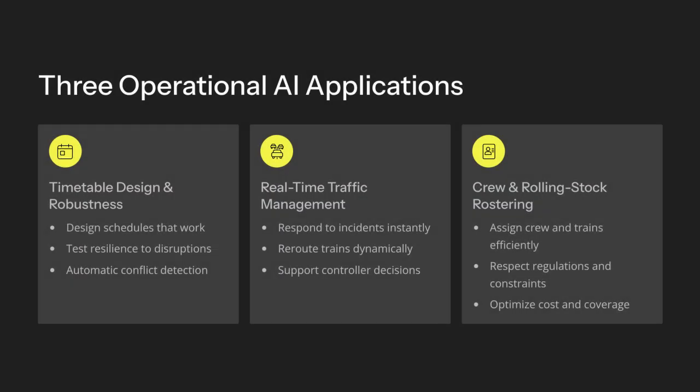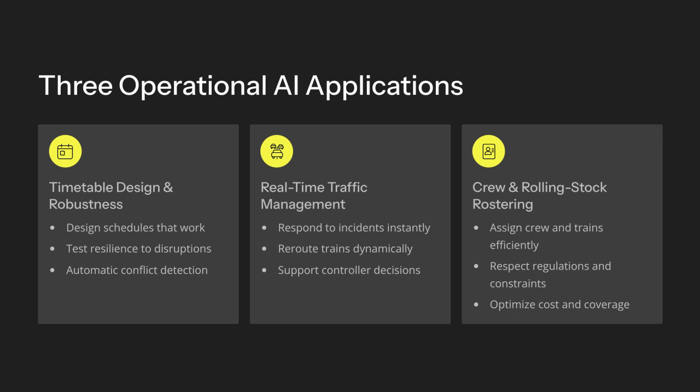So let's get into the three main categories of operational AI, and I want to walk through each one with a real sense of what it actually does in practice, not just what it is in theory. The first category is timetable design and robustness. This is the planning layer.